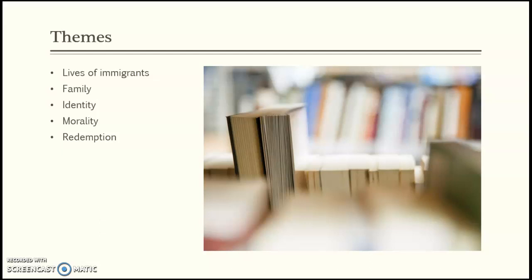So if we're thinking of different themes in the book that you have identified in your different discussions, here I've listed a few: lives of immigrants, family, identity, morality, redemption. The list is certainly not exhaustive. There's many more ideas that you have expressed. All of those you can build a paper around. But you do want to have a starting point. And I know this is still fairly abstract, so I thought I would work through an example here.